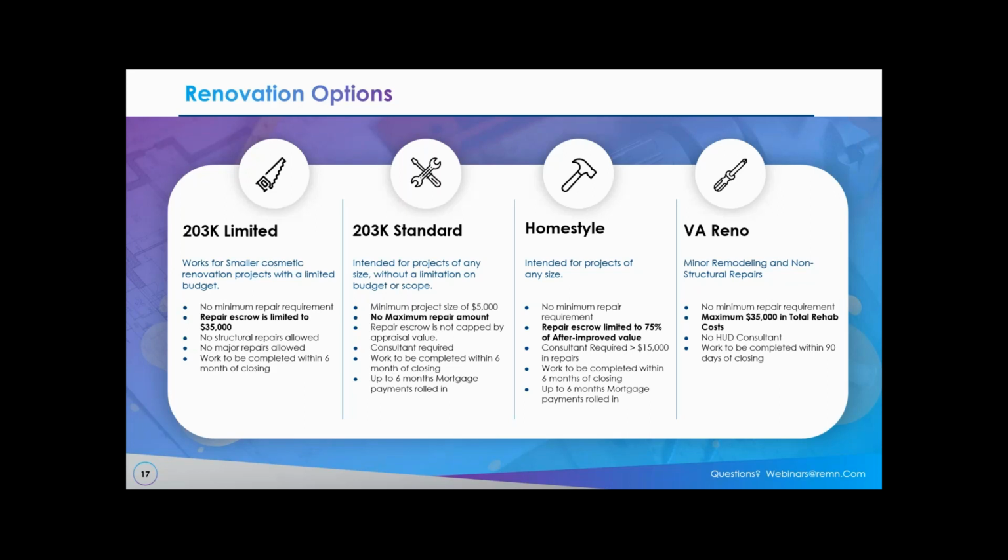We require that the work be completed within 6 months of closing. We do have a cap on how much work can be done on a Fannie Mae HomeStyle, and that is limited to 75% of the after improved value. And that really never is an issue. But for example, if your property comes in after improved at $200,000 and your repairs are $180,000, you are clearly over the 75% limit, and we can't do that.